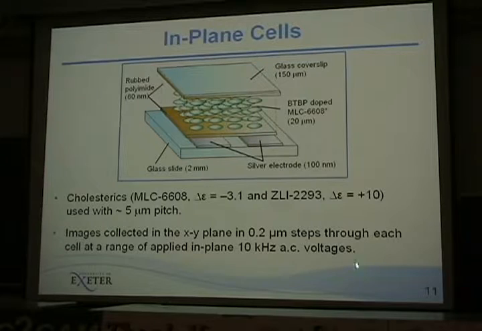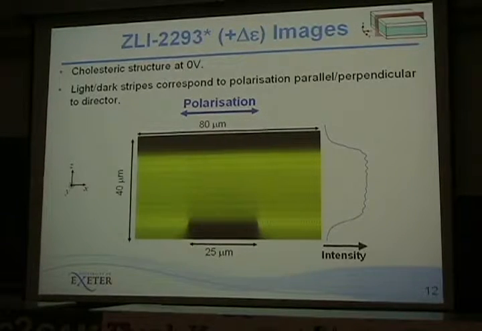So we're collecting the images, again, in the XY plane, in this case in about 0.2 micron steps, and applying different in-plane voltages to see what distortions we could produce. So this is just at 0 volts, just to give you an idea of what you're actually looking at here. Sometimes it's a bit difficult to see on the screen. We've got our cholesteric cell here.